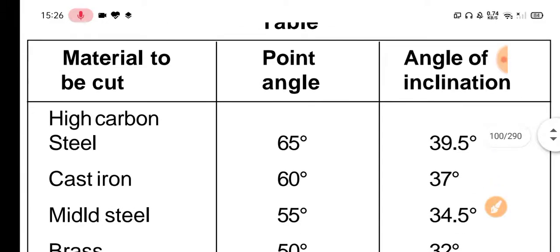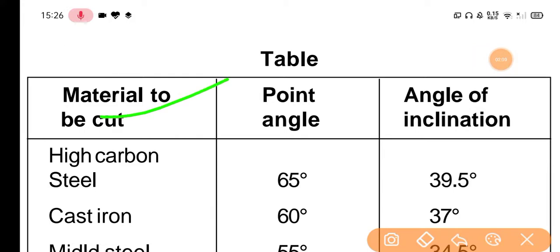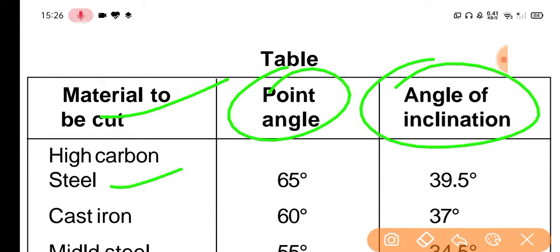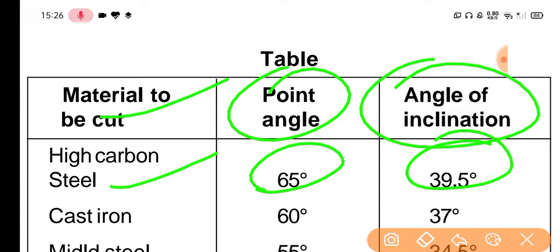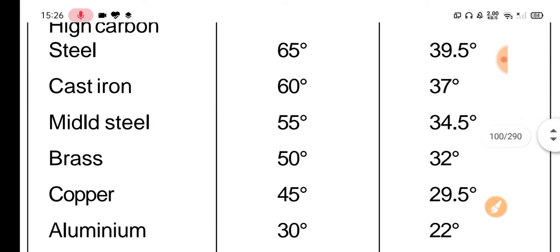This is the table. This is the table of materials to cut, with point angle and angle of inclination. High carbon steel: 65 degree point angle and angle of inclination 39.5 degrees. Cast iron: 60 degrees and angle of inclination 37 degrees.